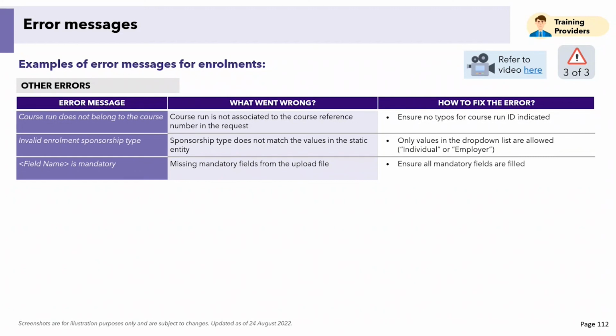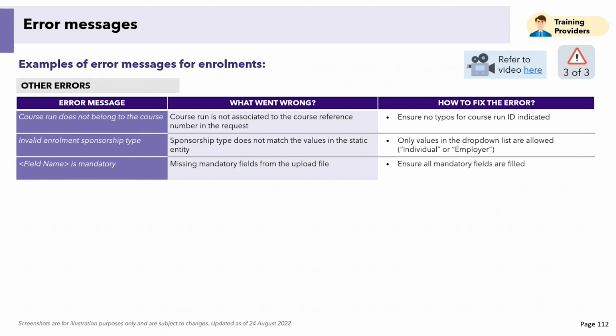The second one would be possibly invalid enrollment sponsorship type. For this, again, only values in the drop-down list, individual or employer, are allowed. If it's any other value, then it will have to be rectified. Okay, the last message here would be that there is a missing field that is mandatory. So the user will just have to ensure that this field is filled up. Okay, so that's for the option to do the bulk upload of enrollments.